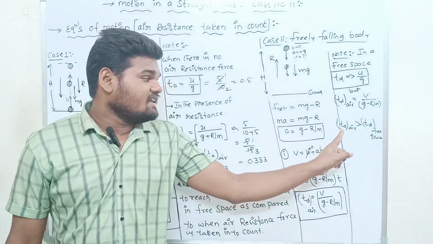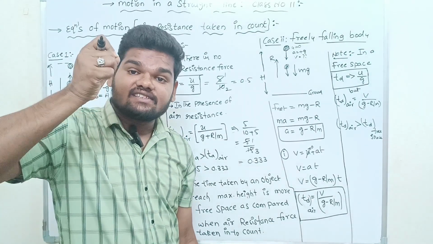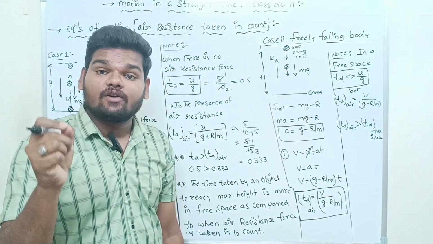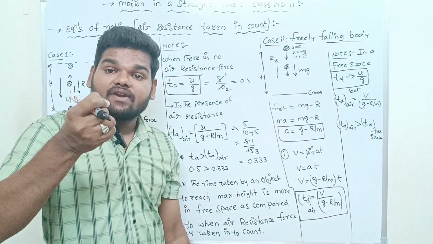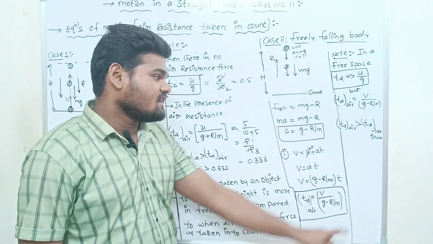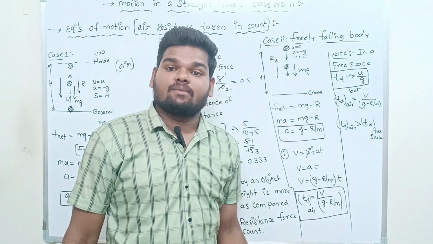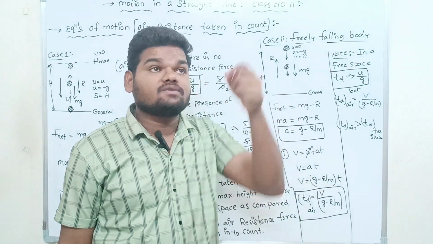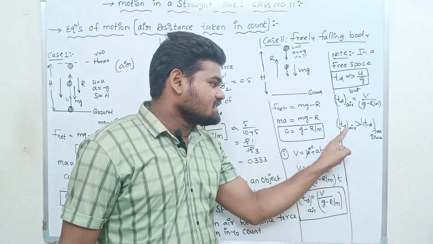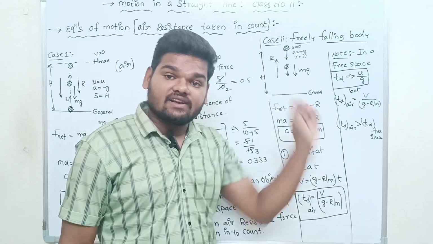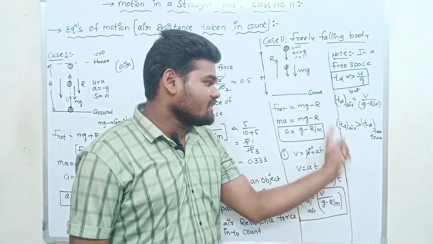Have a look. In these two conditions, in which case does the object hit the ground quickly? In these two conditions, in which case does the object hit the ground quickly? That means the time taken by the object to hit the ground is less. Which one? Absolutely Td in free space. So when there is no air, the object hits the ground quickly. But in the presence of air, the time taken by the object to reach the ground is more. That means the object hits the ground slowly compared with this. Are you getting?